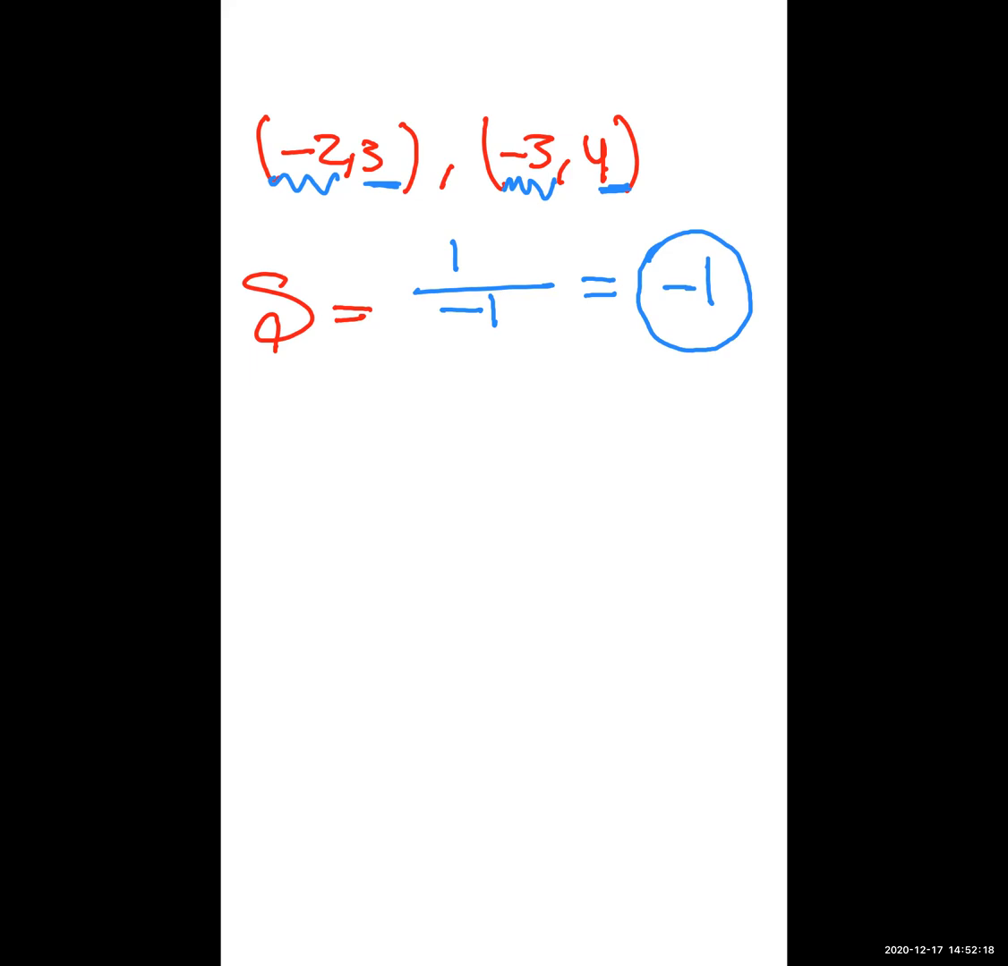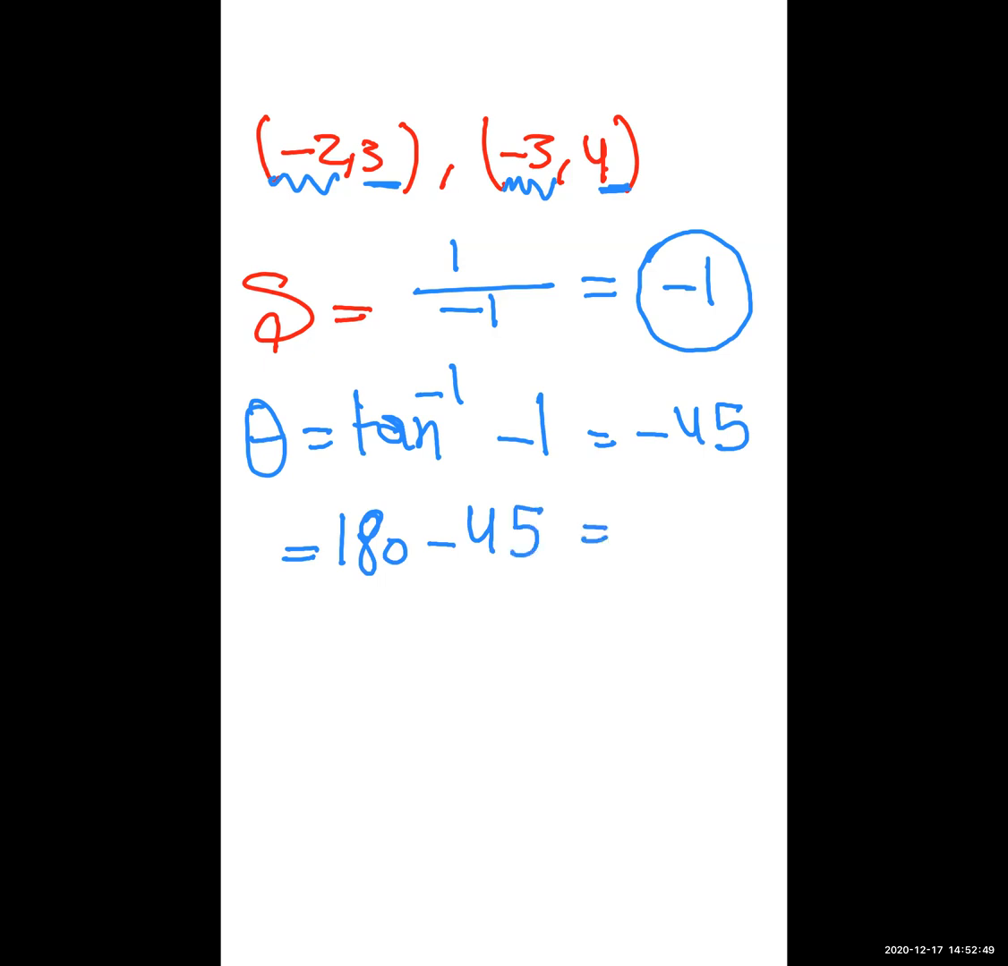Let's continue. Theta will equal tan inverse of -1. If I get it using the calculator right now, it will equal -45. This is a negative acute angle. Then I will get the positive obtuse angle. It will equal 180 minus 45, so it will equal 135 degrees.